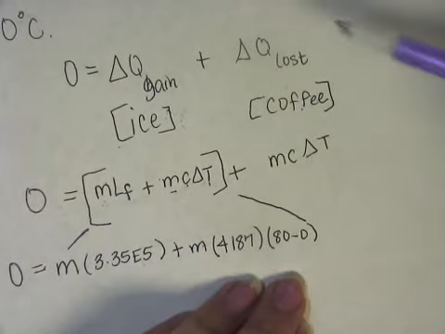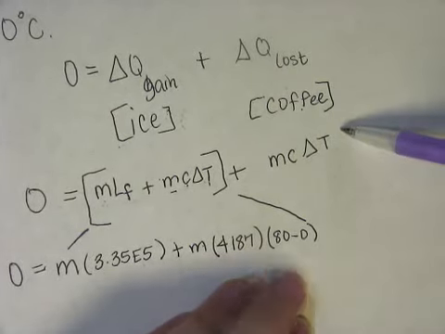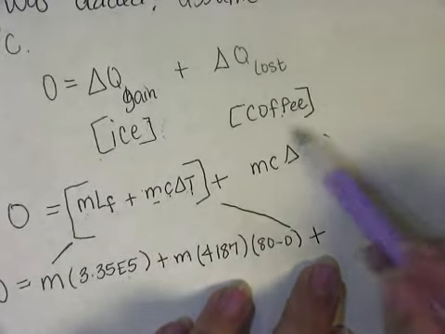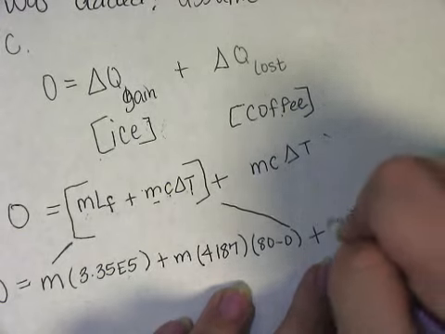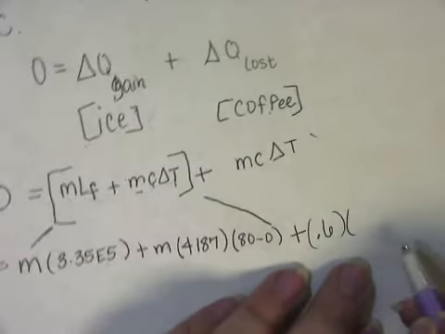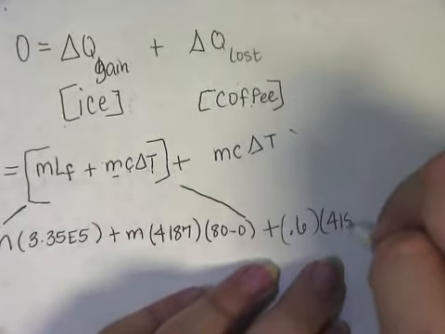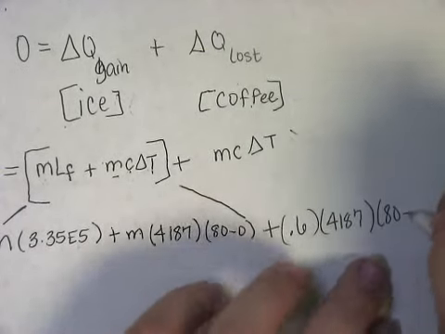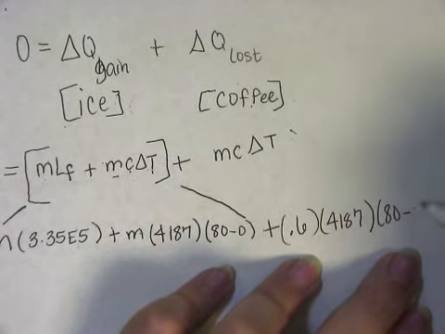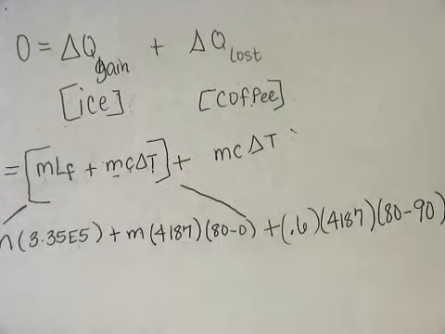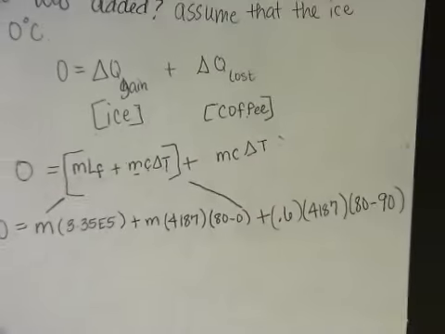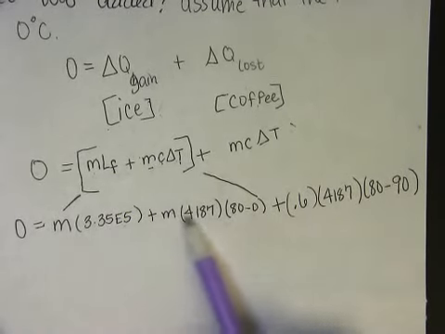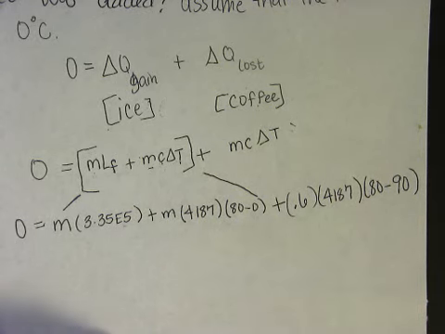The next piece over here at the end of this equation is the energy that is lost by the coffee. So the mass of the coffee in our problem was 0.6. The specific heat, since it's mostly water, will be 4187. My final temperature of the coffee is 80 degrees. The initial temperature of the coffee was 90. So this is the equation plugged in with all the numbers that I have been given.